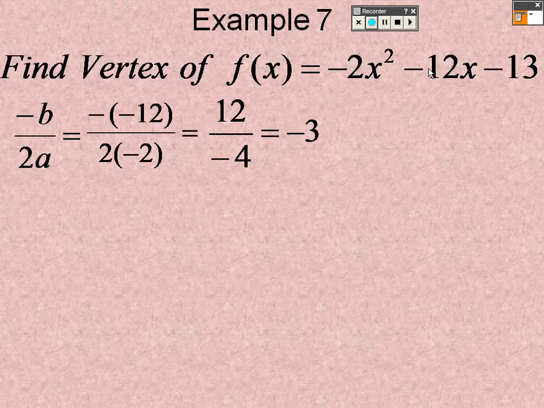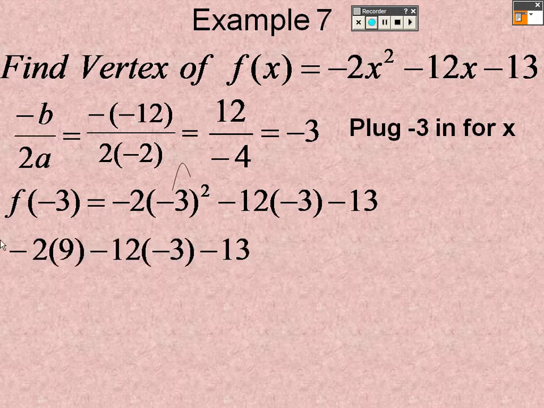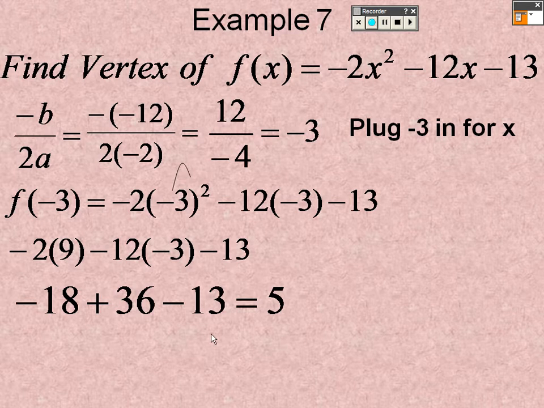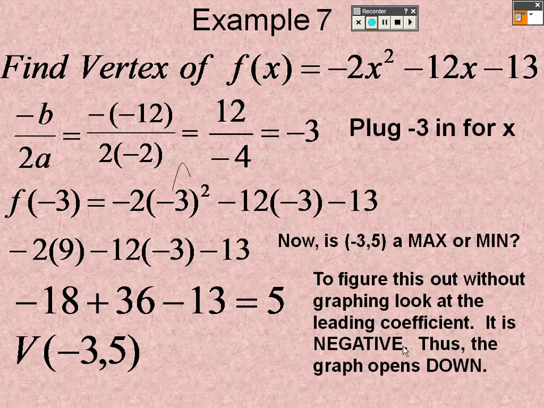To find my y value, I need to plug in that negative 3. So once again, I plug in that negative 3. I get a 9 there. It's negative 18, positive 36, negative 13, which equals 5. So your max for this problem is negative 3, 5. And like I told you, is that the max or min? It is the max because this is negative, meaning your graph is going down like this. So up top, right there, is your point of interest.